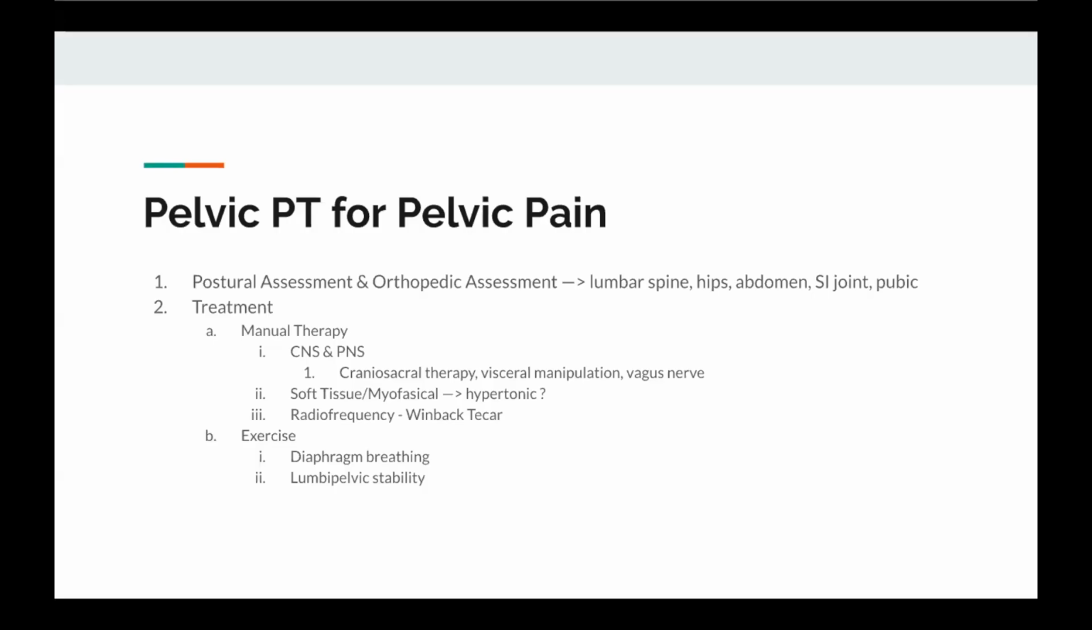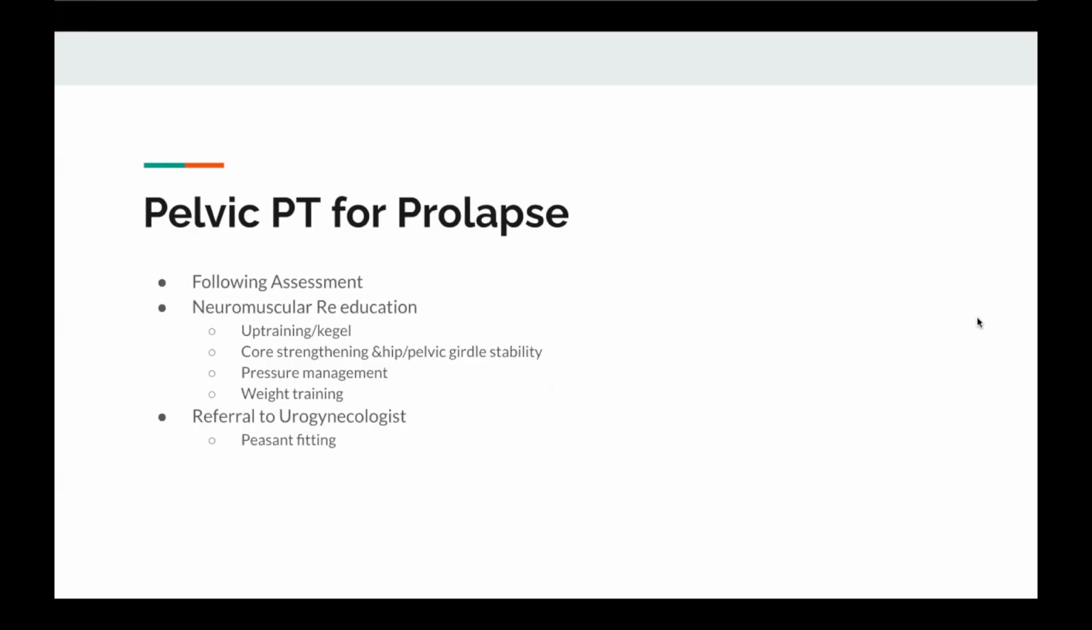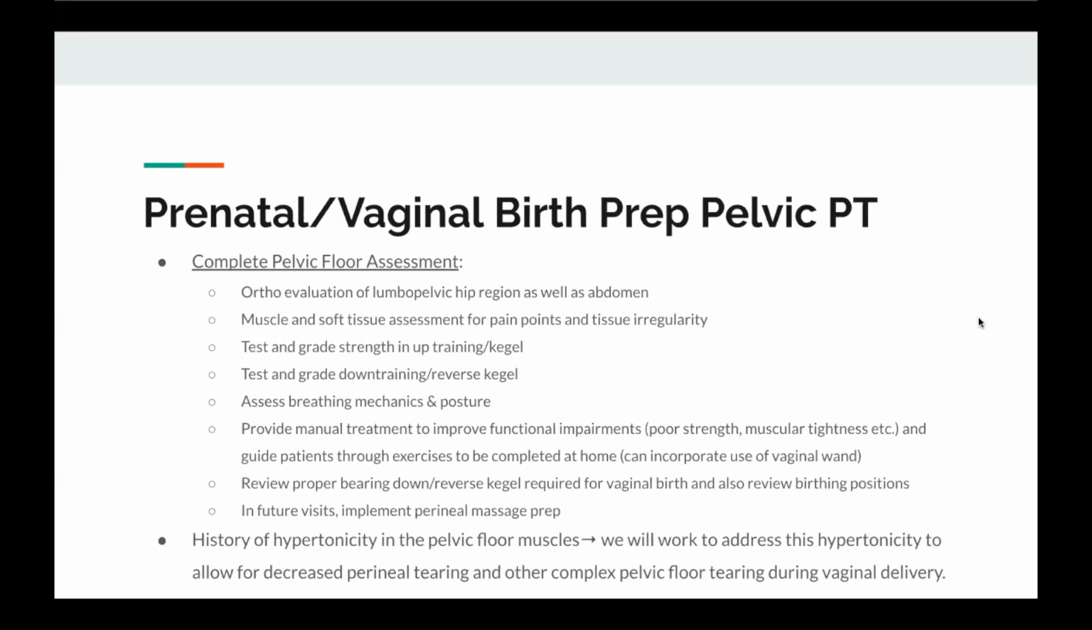And then for exercise, we're starting with diaphragm breathing. Please excuse my typo there. Lumbopelvic stability, of course, would be what we'd be working on. As mentioned, the hip and lumbar spine anatomy is so intimately related with the pelvic floor. If there is pelvic organ prolapse after the assessment, we would be focusing a lot on uptraining and Kegel strength, core strengthening, as well as pressure management, super important for people with prolapse, and then weight training. As Dr. Friedman mentioned, referral to a urogynecologist for pessary fitting as well.